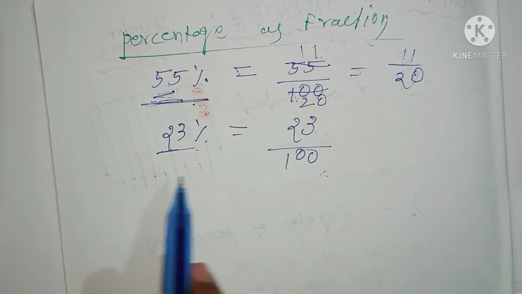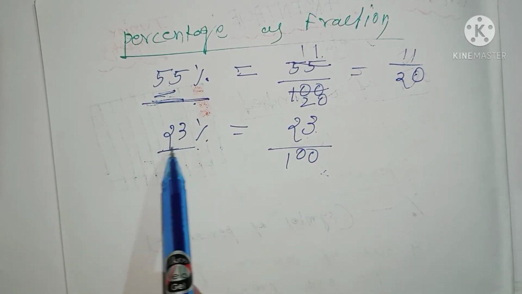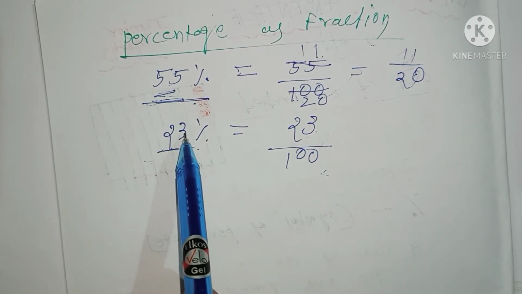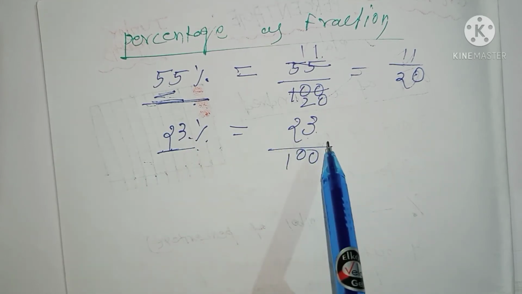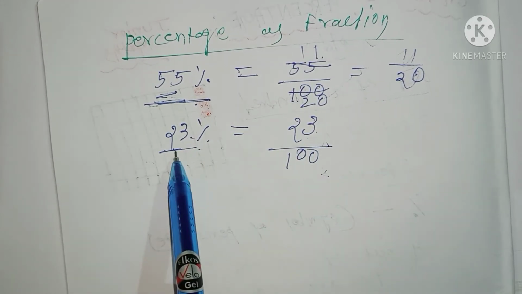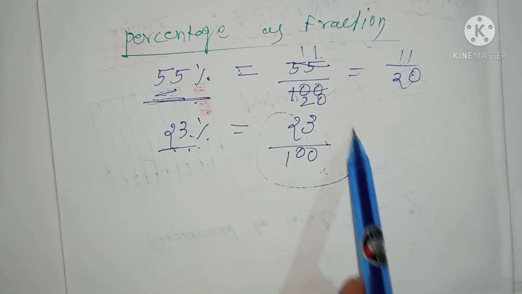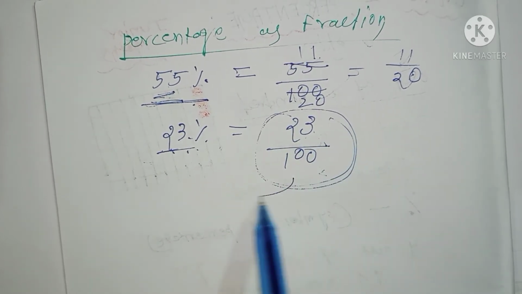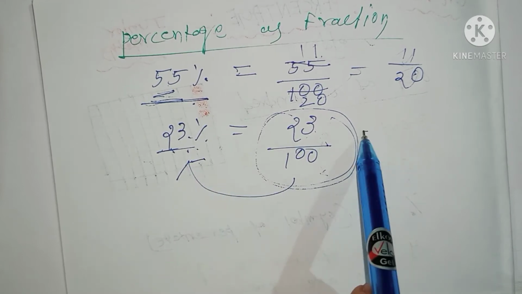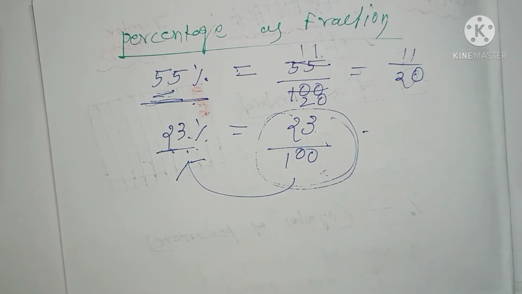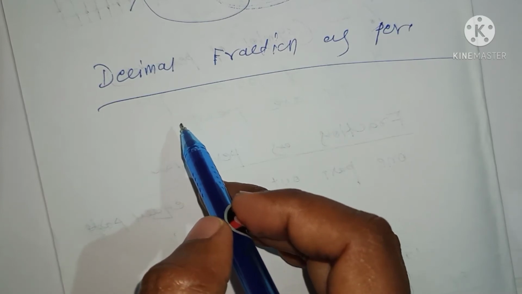So whenever this type of question comes, where you want to convert a percentage into a fraction, simply divide by 100 and you will get the result. And if you want to convert a fraction into a percentage, you just multiply by 100, then you will get the required result. Now we'll start decimal fraction as percentage.